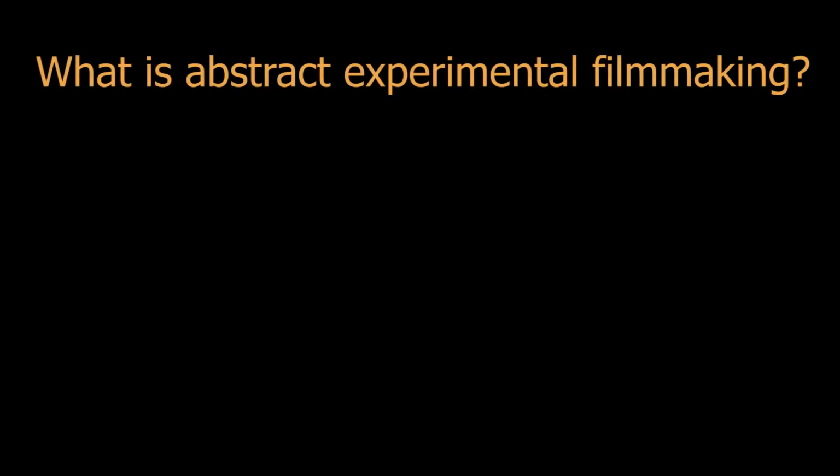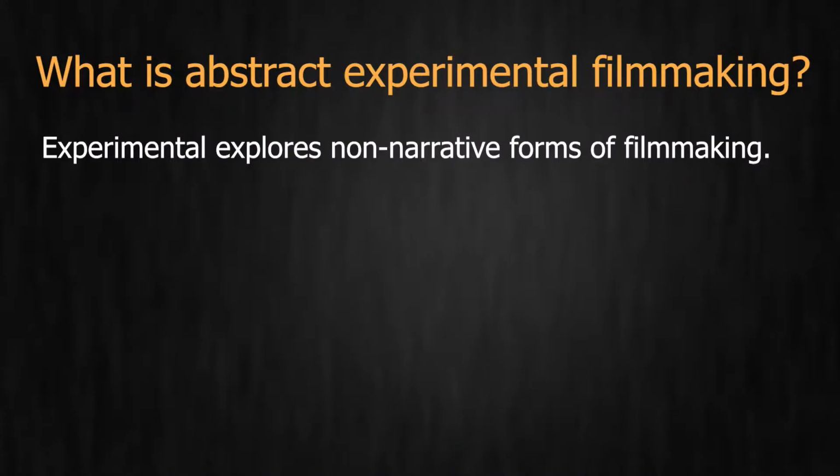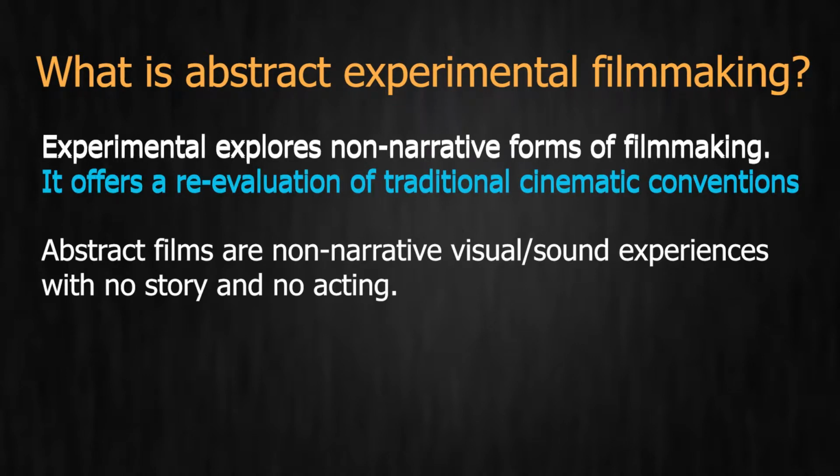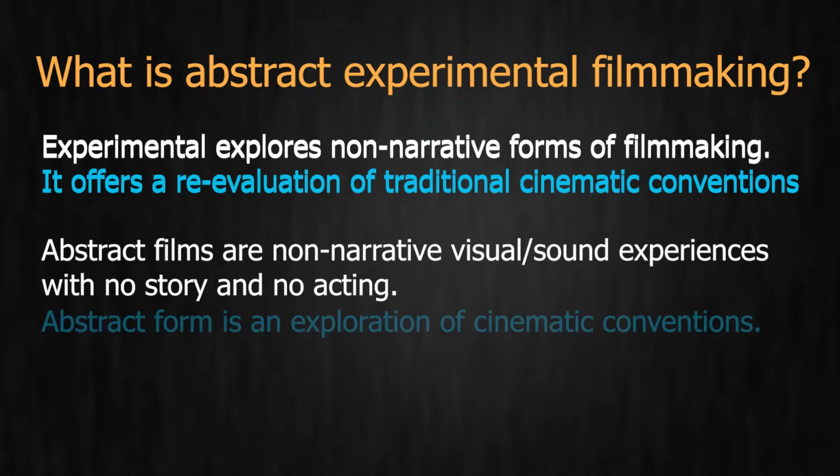First, we're going to start off with a description of what abstract filmmaking is. Experimental filmmaking is a discipline that explores alternative technique to conveying non-narrative forms of filmmaking. It offers a reevaluation of traditional cinematic conventions. Abstract filmmaking is a subgenre of experimental. Abstract films are non-narrative visual sound experiences with no story and no acting. Instead, abstract films seek to present the rawness of certain filmic elements. Abstract form is an exploration of cinematic conventions.